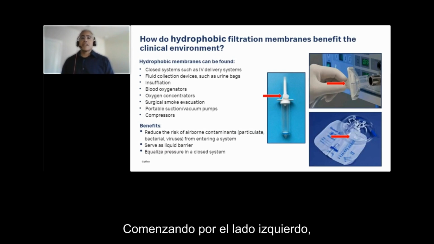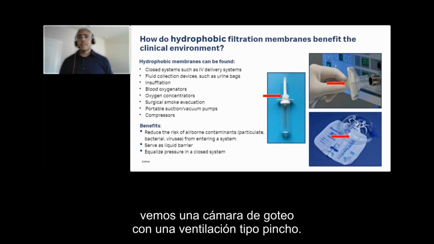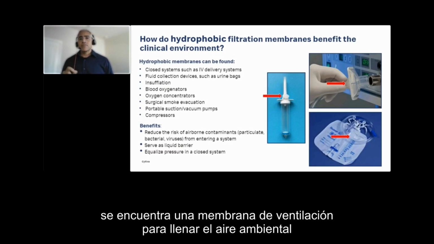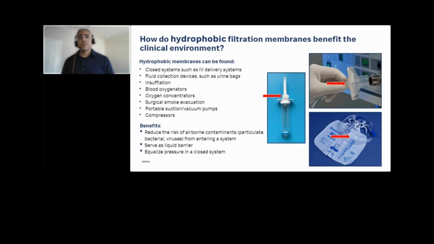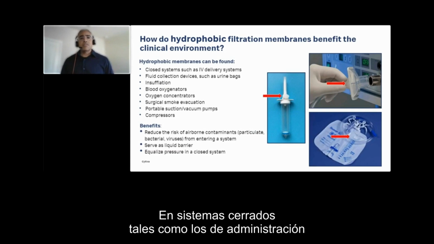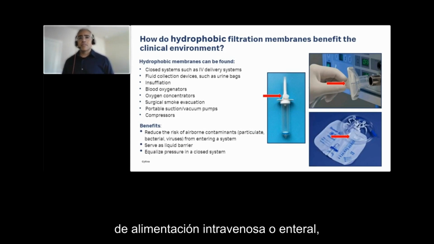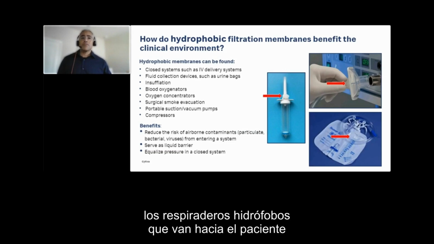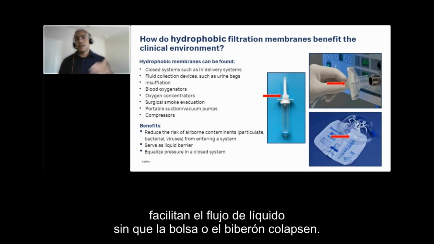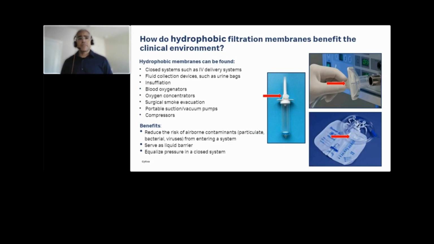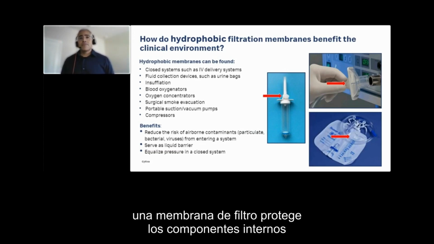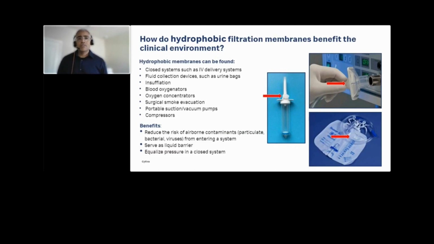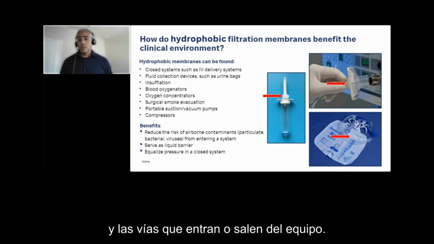So starting with the left-hand side, we've got a drip chamber with a spike vent. On that top portion, where you see the arrow, a vent membrane is located to filter ambient air as it enters the device, while it's acting as a barrier for the infusion. In closed systems such as IV and/or enteral feeding delivery systems, hydrophobic vents upstream of the patient facilitate the flow of fluid without the bag or the bottle collapsing. Turning to the top right, in portable suction or vacuum pumps, a filter membrane protects the internal components and pathways going into or out of the equipment.